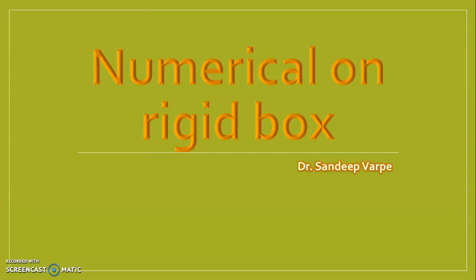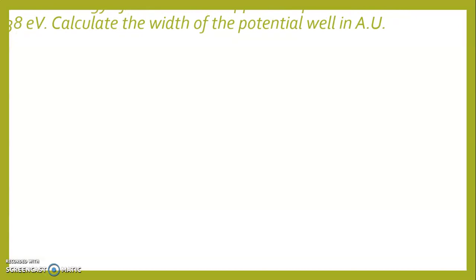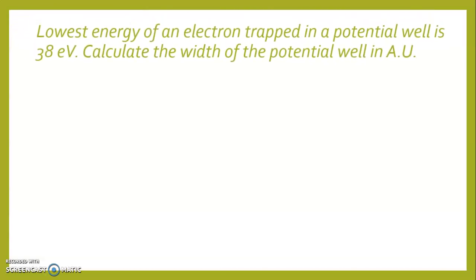So depending on this formula, we can solve different numericals. Now we'll see numericals on a rigid box. The first numerical is: the lowest energy of an electron trapped in a potential well is 38 electron volt. Calculate the width of the potential well in Armstrong unit.